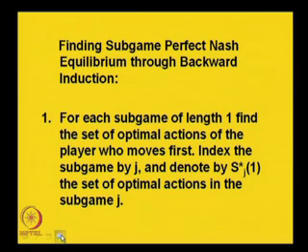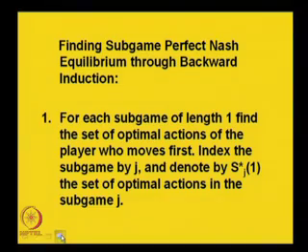Index the subgame by j and denote by S_j^*1 the set of optimal actions in the subgame j. So, there might be many subgames of length 1, and they can be given index j, and by S_j^*1 I mean the set of optimal actions in that subgame of length 1 which is indexed by j.